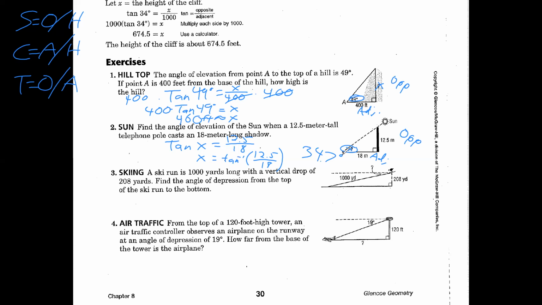I would love to do at least one more. Let's look at number 3. What time did we get out of this class period? 22. We might have time for 2 more. Let's do 3 and see where we're at.